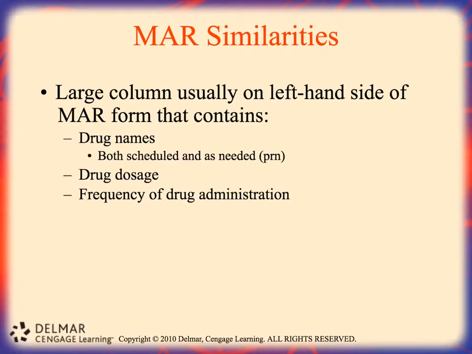Here are some of the things that they have in common. There's usually a large column on the left-hand side that contains the drug names, and oftentimes that can be either generic or trade name, or it may have both. It will also have both scheduled meds and as needed or PRN meds. It will have the drug dosage and the frequency of the drug administration. For example, it may be to be given every 8 hours or 3 times a day. Whatever the order is will be listed there as well.